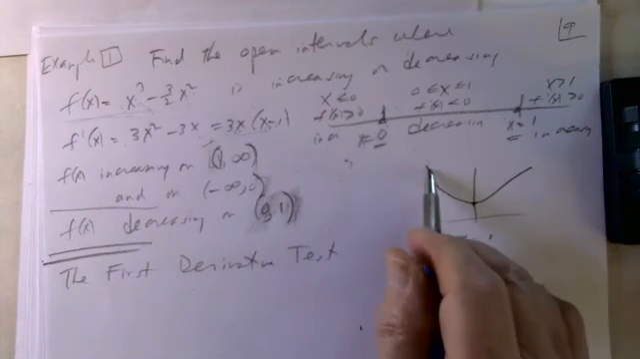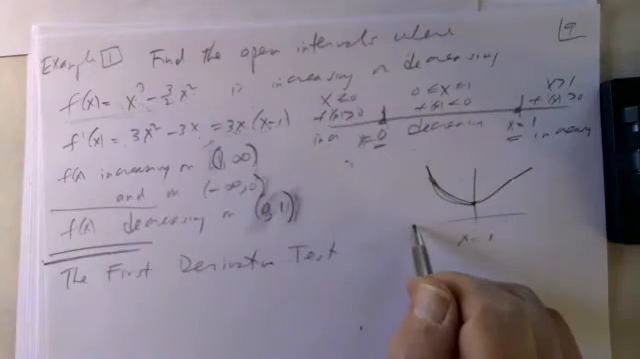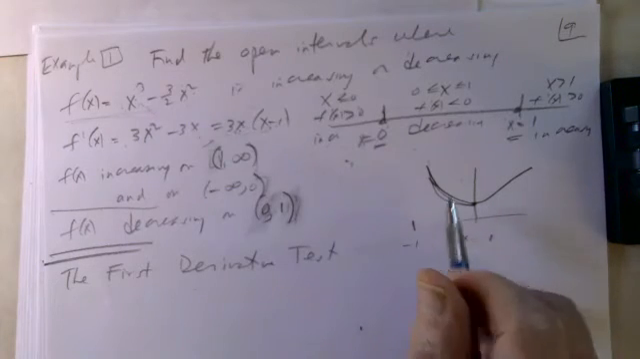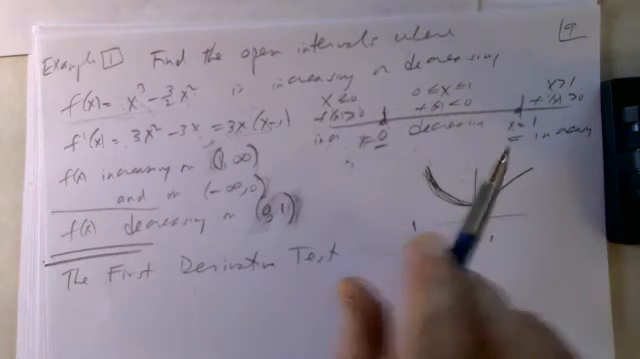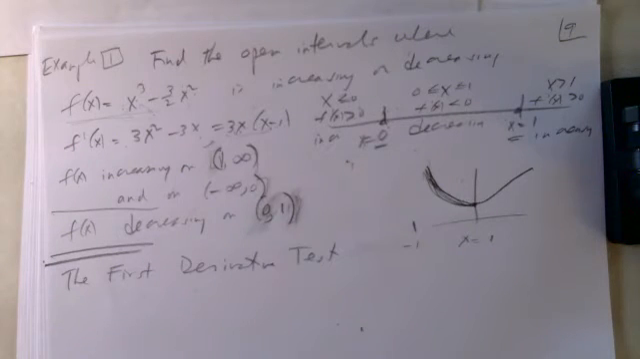So on this open interval between 0 and 1, the function is decreasing. So what about at 0? At 0, is the function decreasing or constant? It's neither. At 0, the function has a relative minimum.